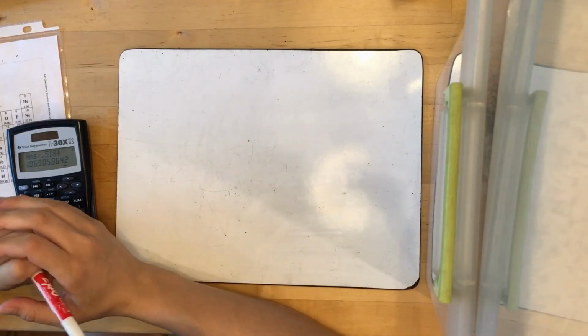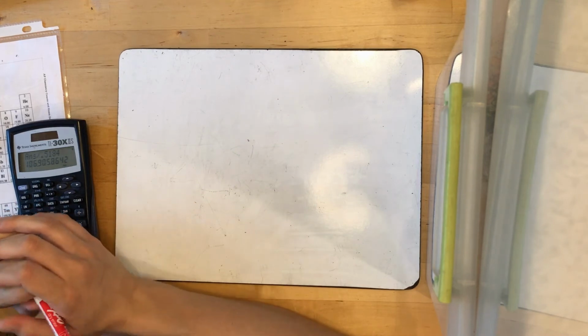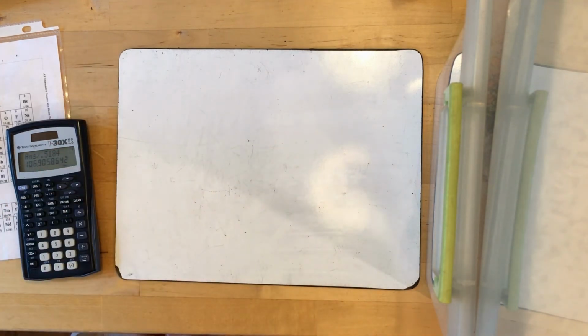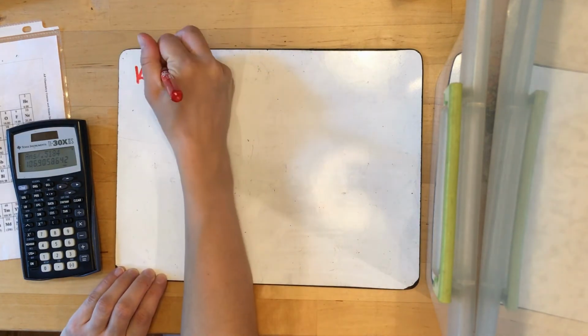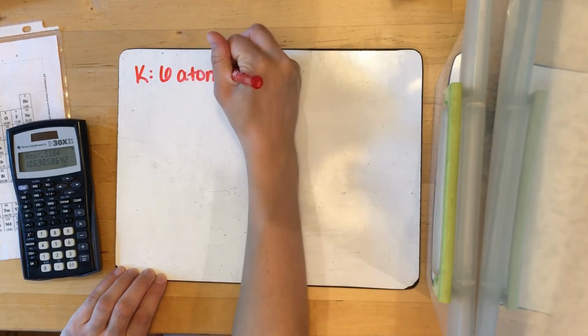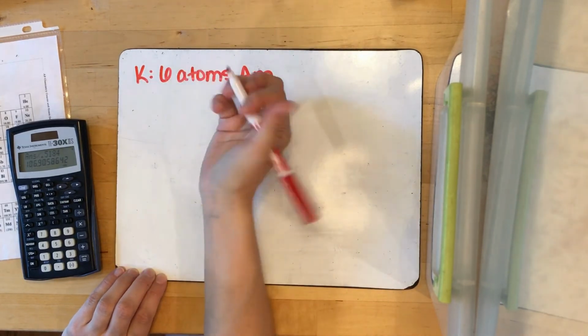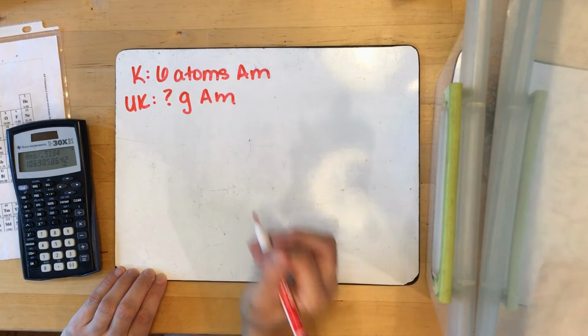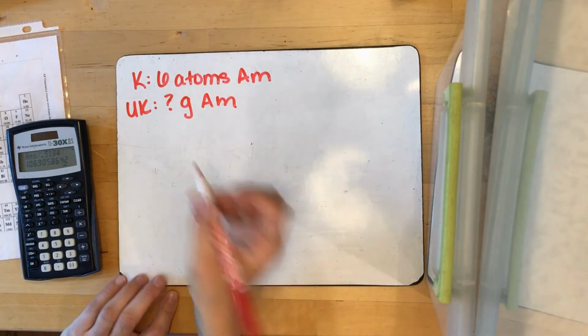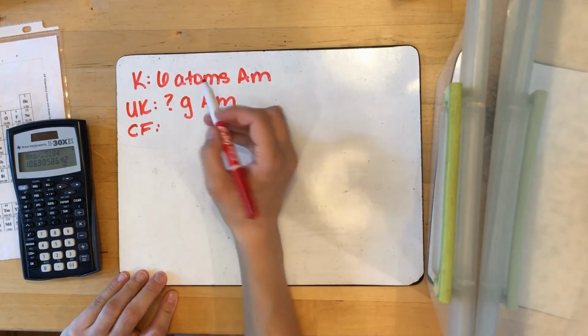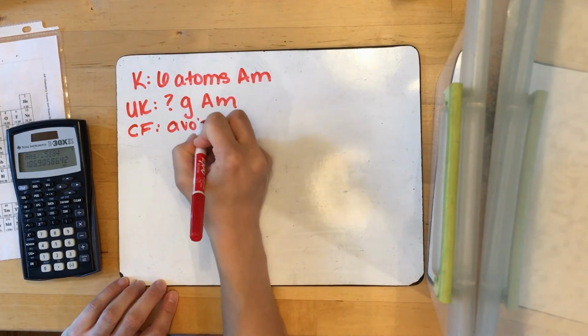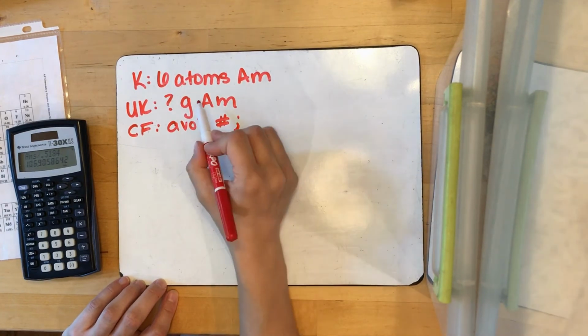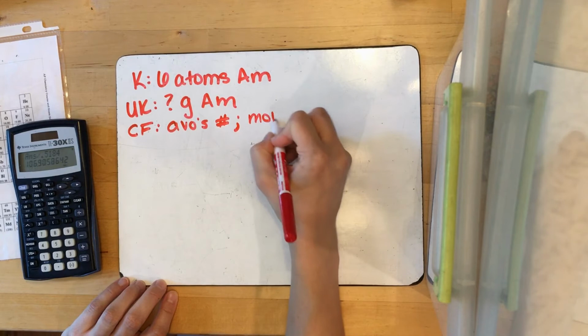Okay, example 2 says americium is an element that does not occur naturally. It can be made in very small amounts in a device called a particle accelerator. Calculate the mass in grams of a sample of americium containing 6 atoms. So in this case, our known is 6 atoms of americium, and our unknown is grams. So in order to do this kind of a problem, we need to change atoms to moles. So we're going to need Avogadro's number, and we need to change moles to grams, so we're going to need the molar mass.